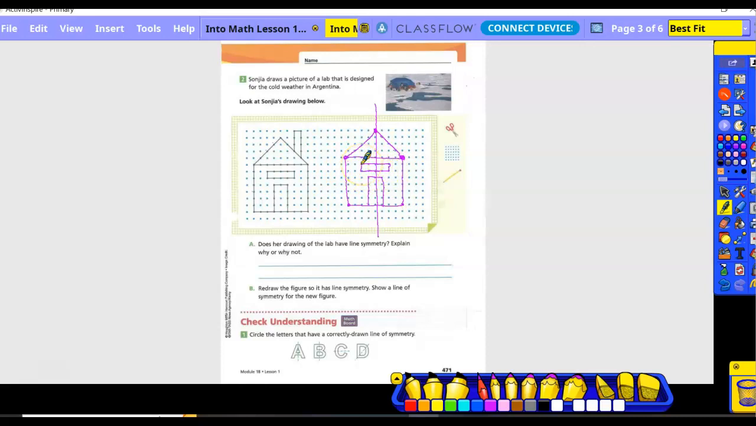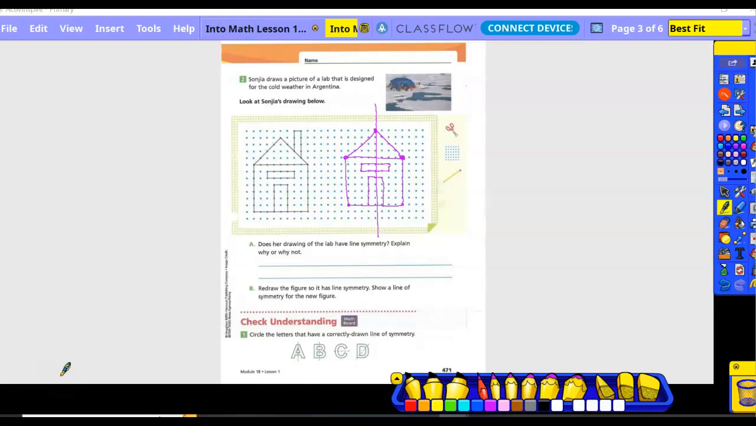So did I use my line of symmetry to help me draw my house? Yes. Did that give me a better idea of position and how many spaces to go? Yes. Okay. So now if I folded that house in half, should it match up? Yes.